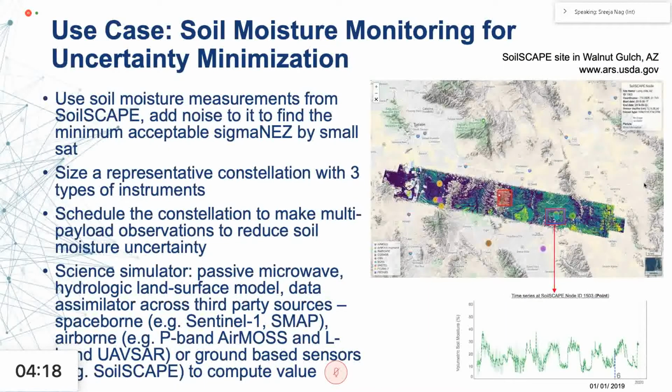So we want, like I said, to apply DShield to a use case for soil moisture monitoring, and for this purpose, we're using measurements from Soilscape, which is a ground sensor network, thanks to Professor Moghaddam's group at the University of Southern California. The goal is to add noise to these measurements to find the minimum acceptable sigma NEZ that a small satellite can measure and is useful to the soil moisture community. Find a representative constellation with 3 types of instruments, which I'm going to be talking about, and then use DShield to schedule the constellation to make multi-payload operations. And there are various aspects of the science simulator that we're going to be working on for the next 2 years of this project. Next slide.